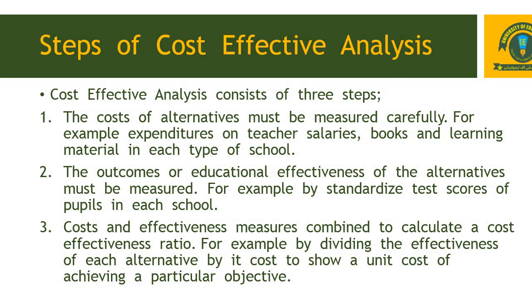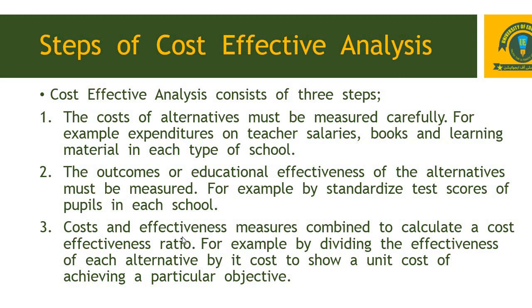Here are given the 2. So if we measure the effectiveness of these alternatives, number 2, the outcomes or educational effectiveness of the alternatives must be measured. For example, by standardized test score of pupils in each school. So we can estimate the outcomes or educational effectiveness of the alternatives. This is very difficult to measure in the context of education, but when all the alternatives are given together we can measure what will be more effective than the other.